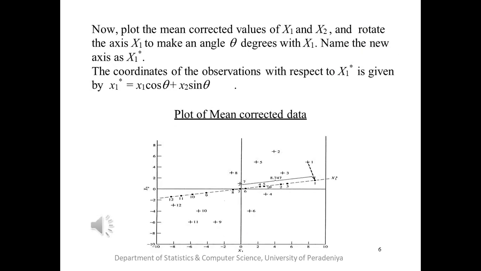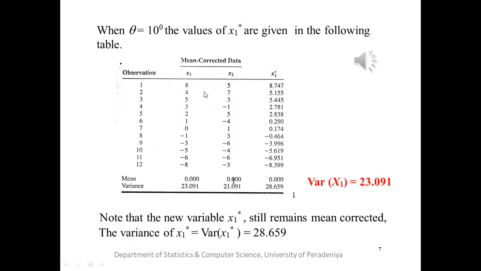Now, we try to make the variables uncorrelated by rotating the axis. First, we rotate the x1 axis to make an angle theta degrees with x1, and name the new axis as x1 star. To find the coordinates of the observations with respect to x1 star, we can use this formula. The values of x1 star are given here, when the angle theta is 10 degrees. Then we find the mean and variance of x1 star values. Since the mean is 0, these values are still mean corrected.